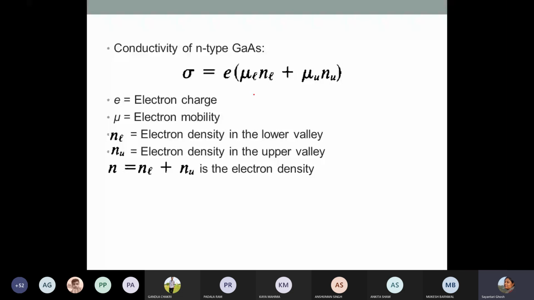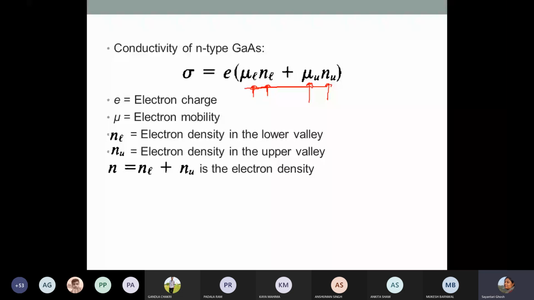And what do I mean by this? Let me just explain term by term. The number of electrons in the lower valley times the mobility that I have in the lower valley, plus the number of electrons in the upper valley times the mobility that I have in the upper valley, and so on. If I sum these quantities up, then I basically have an effective mobility that is being contributed by both of these families of electrons, one sitting in the lower valley and another sitting in the upper valley.